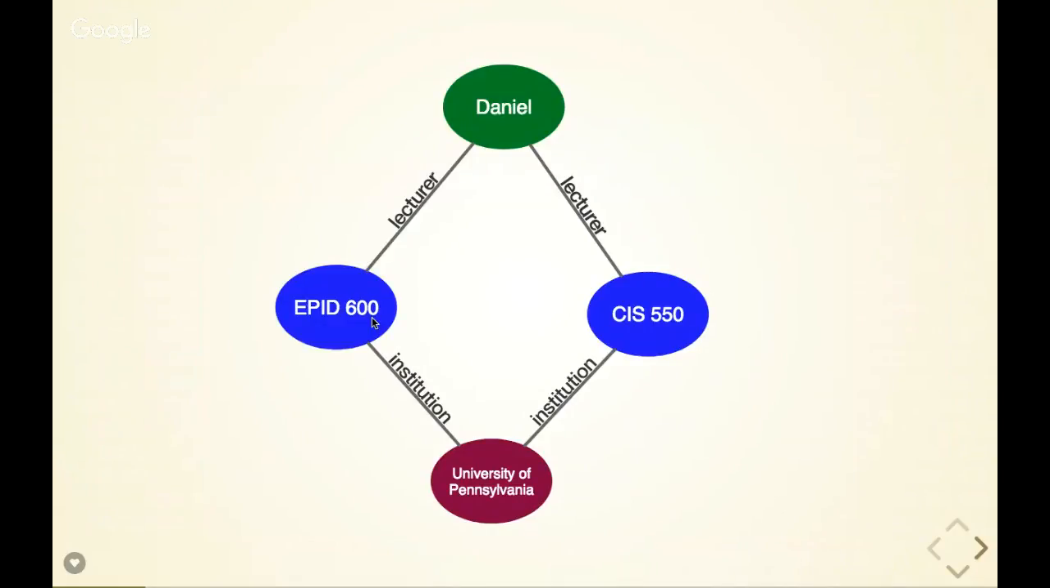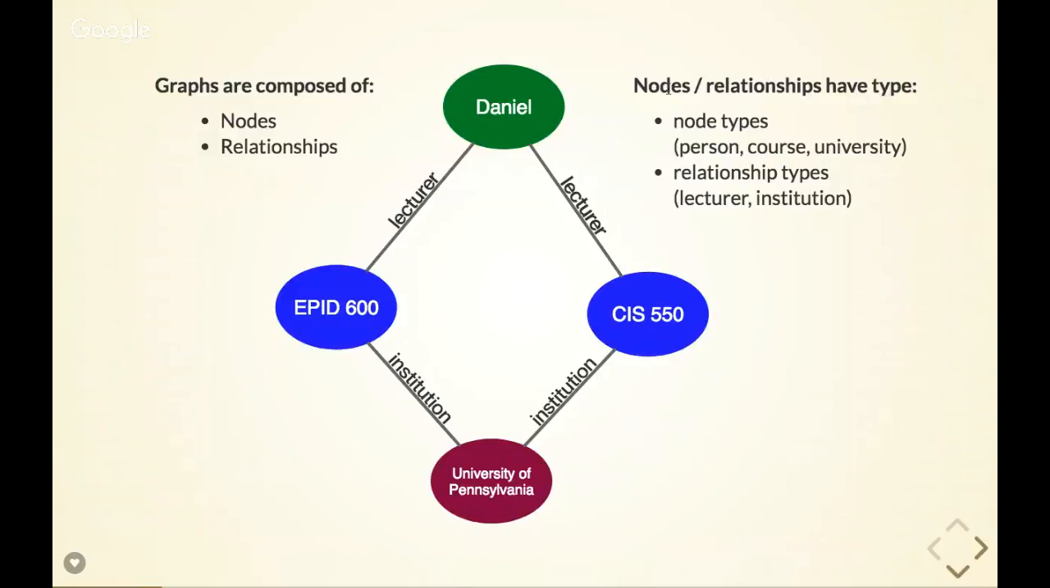So here's a really simple example of a network that has type. Obviously, graphs are composed of nodes and relationships, and this is a network of the University of Pennsylvania and the courses and how I've interacted with them. So, for example, nodes and relationships can have type. Here in green, we have a person node, which is Daniel. We have two course nodes, Epidemiology 600 and Computer Information Systems 550. And we can have relationship types. So for example, I lectured in this course, and this course is at the institution of University of Pennsylvania.